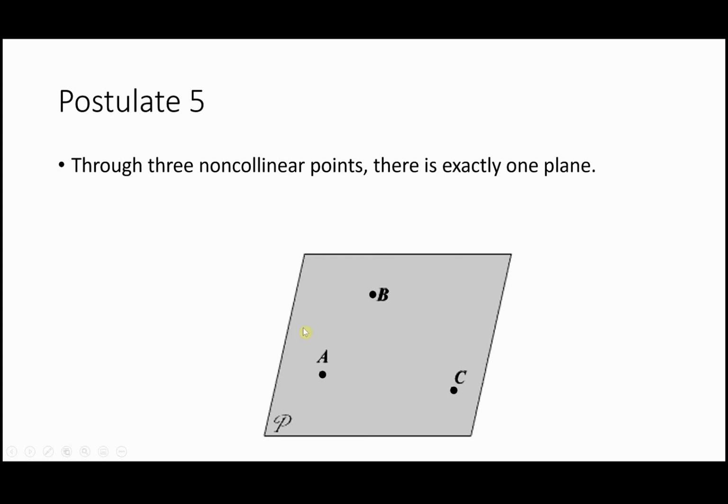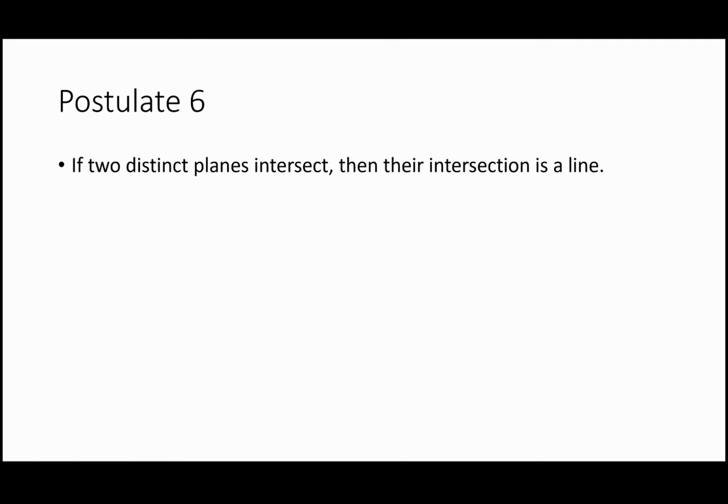These 3 non-collinear points, these three points do not lie on a single line, right? There is exactly one plane in which they could lie, and that's the sheet of paper that is represented here in this gray plane P. Okay, that's all. Postulate 6 states that if 2 distinct planes intersect, then their intersection is a line.